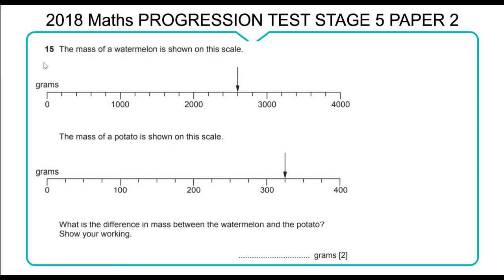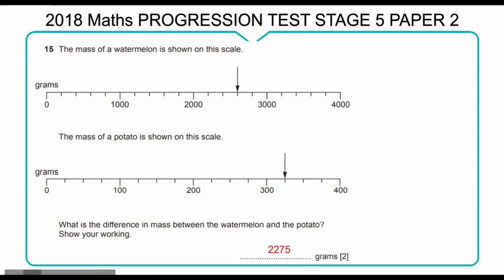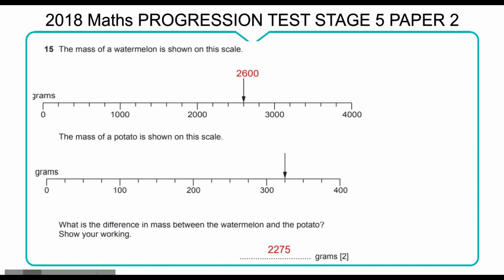Question 15. The mass of a watermelon is shown on this scale. The mass of a potato is shown on the scale. What is the difference in mass between the watermelon and the potato? Show your working. So let's review the answer. The answer is 2275, because the mass of watermelon here is 3600.